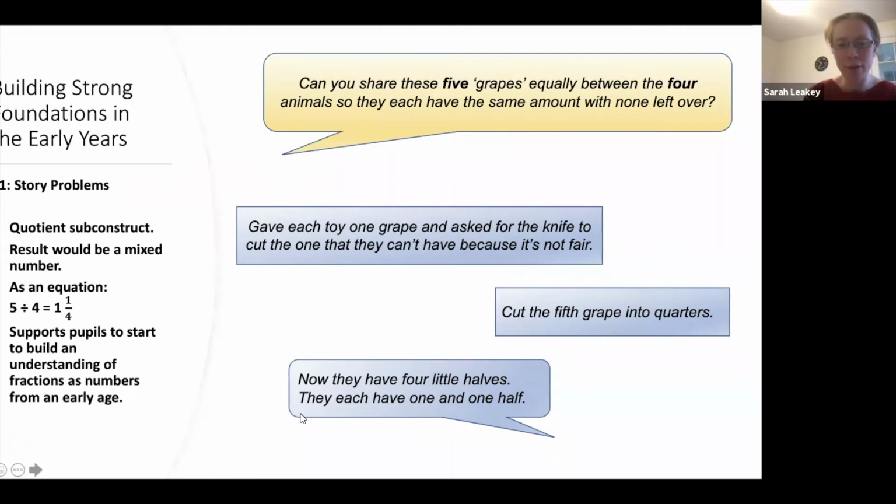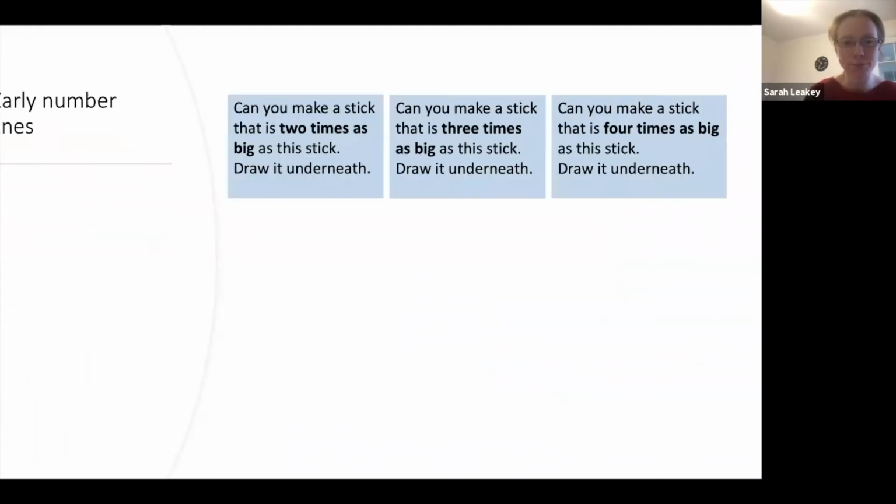And they have put that as a number. They each have 1 and 1/2. The only reason this is wrong in terms of the half is because they haven't yet got the language, but you could start to model that as a teacher. I want to look at some early number lines as well, because this will play into what we're doing next.